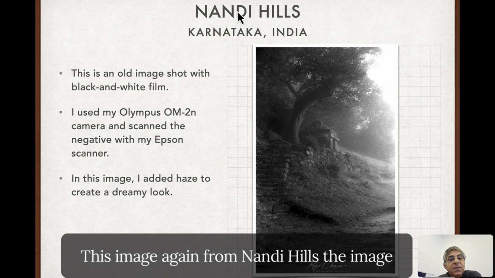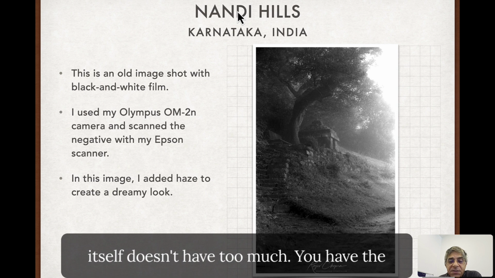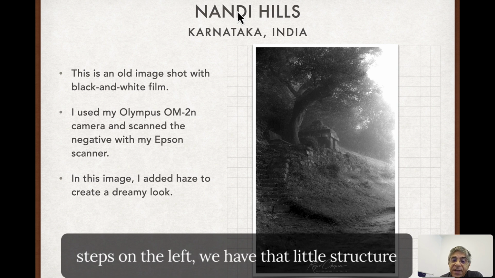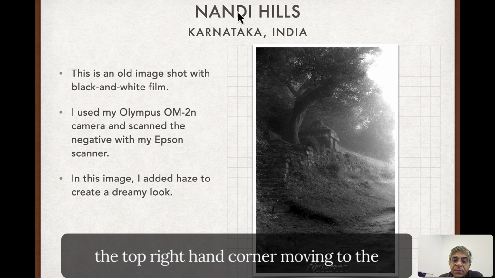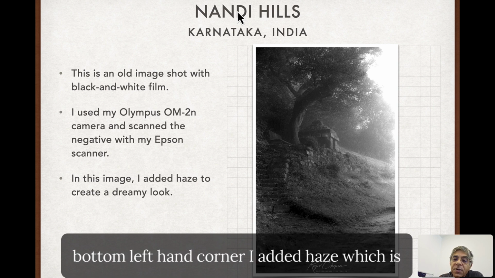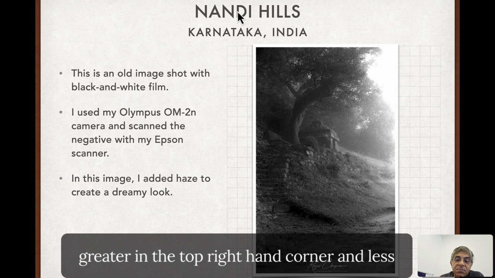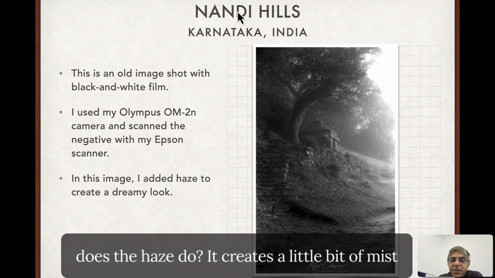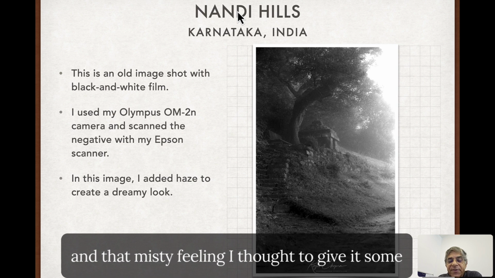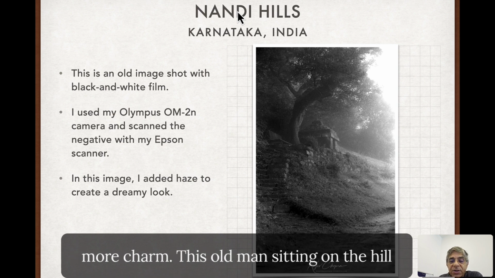This image again from Nandi Hills, Delhi. The image itself doesn't have too much. You have the steps on the left, you have that little structure, the trees, and in this image I added haze. From the top right hand corner moving to the bottom left hand corner, I added haze, which is greater in the top right hand corner and less haze at the bottom left hand corner. And what does the haze do? It creates a little bit of mist, and that misty feeling I thought would give it some more charm.